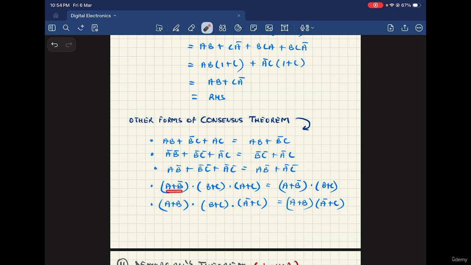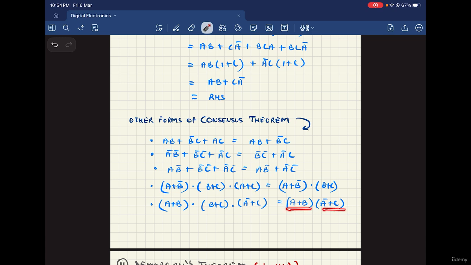So here A plus B bar dot B plus C dot A plus C. Now here you can see B bar and B are in normal and complement form. So those are the only ones remaining here and this one is removed. Okay, so A plus B bar, B plus C. Similarly, here you can see A bar and A are in normal form. So these two terms will be available here. This will be removed. Okay, so that's how you will look at the consensus theorem.